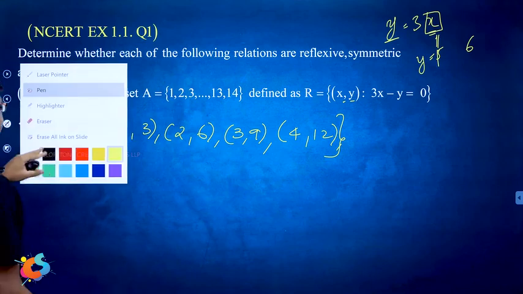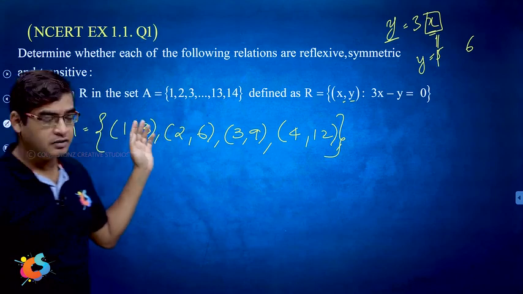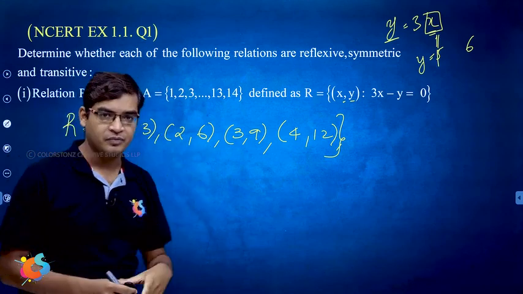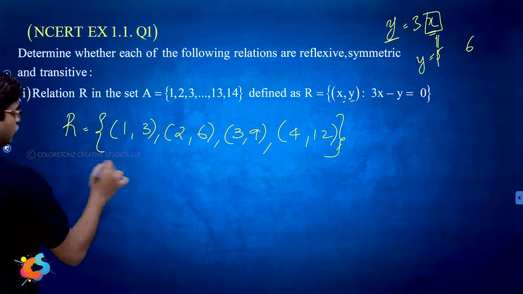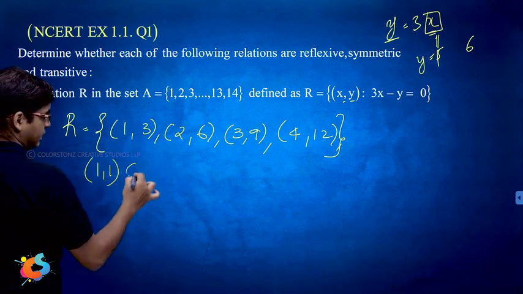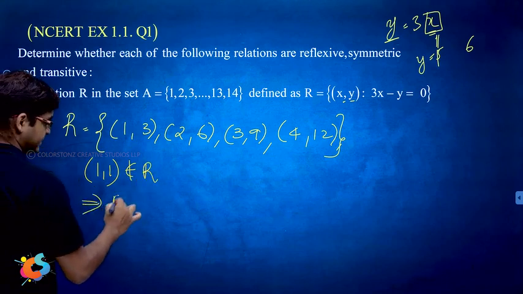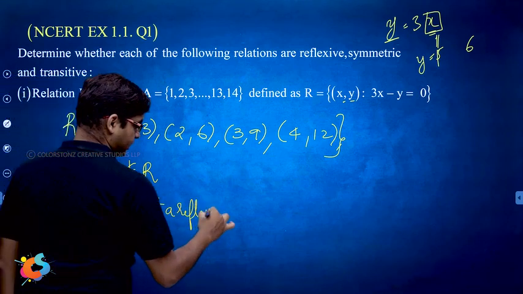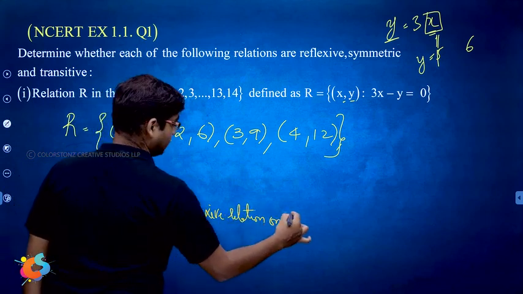Now, is it reflexive? Just by seeing, I can say this is not reflexive because (1, 1) is not there, (2, 2) is not there, (14, 14), none of them are there. But for reflexive, all of them should be there. So here none of them is there. To disprove it, you just have to give an example. That's all. (1, 1) does not belong to R, which implies R is not a reflexive relation on A.